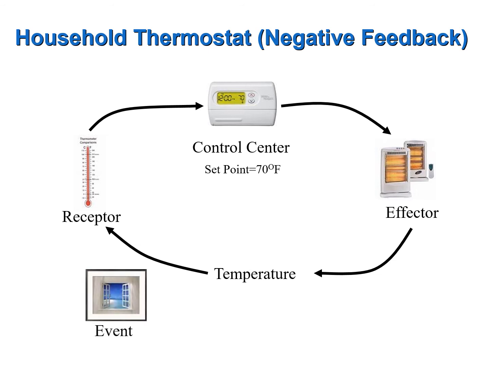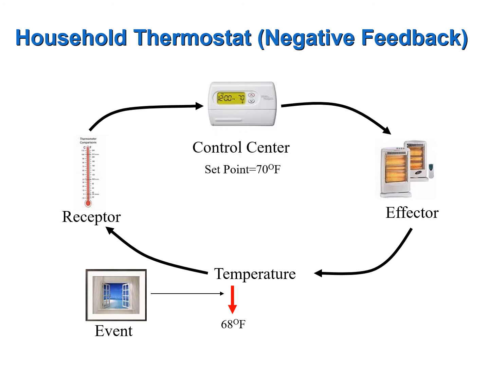Now let's say we have an event, a window flies open in Wisconsin in December. And that causes cold air to rush in, hot air of the room to rush out, and that drops the temperature to 68 degrees Fahrenheit. So now we have a stimulus. This drop to 68 degrees Fahrenheit is detected by a receptor, in this case a thermometer. The thermometer communicates the drop in temperature to the control center.